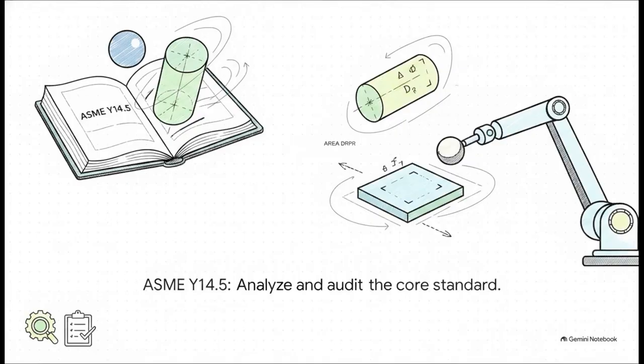Take a look at the core standard itself, ASME Y14.5. You aren't just staring at shapes and symbols on a piece of paper anymore. No way. You are actually reading the raw mathematical zone definitions. You're seeing the true geometric counterparts that a coordinate measuring machine actually uses to pass or fail a part.